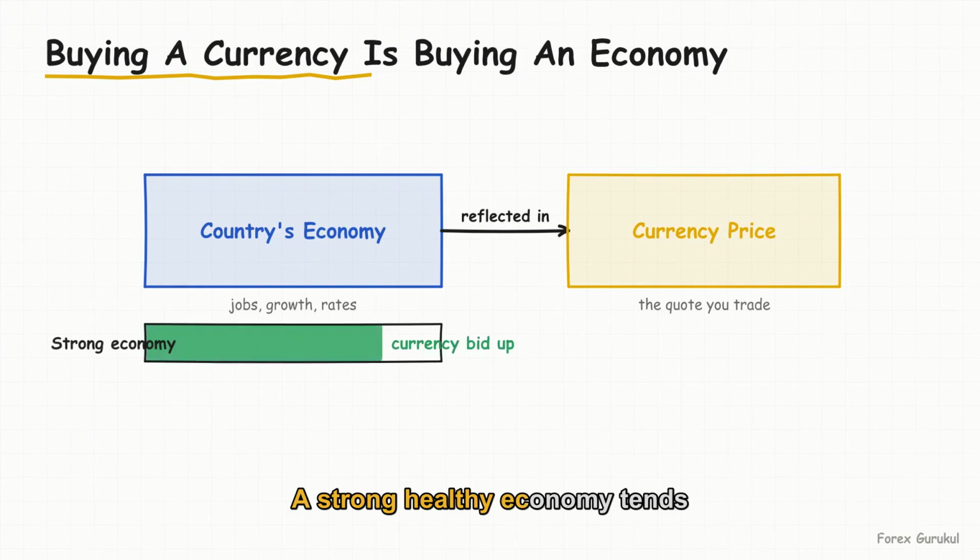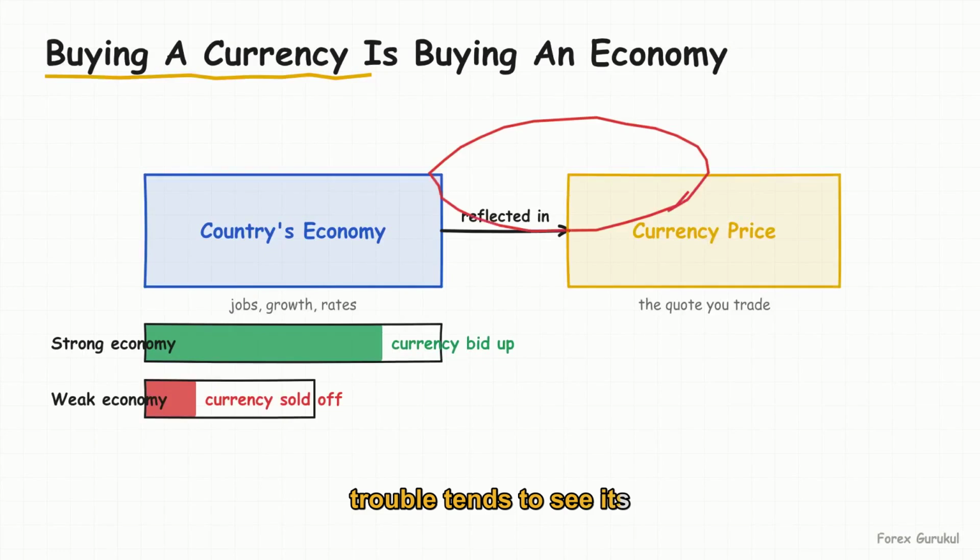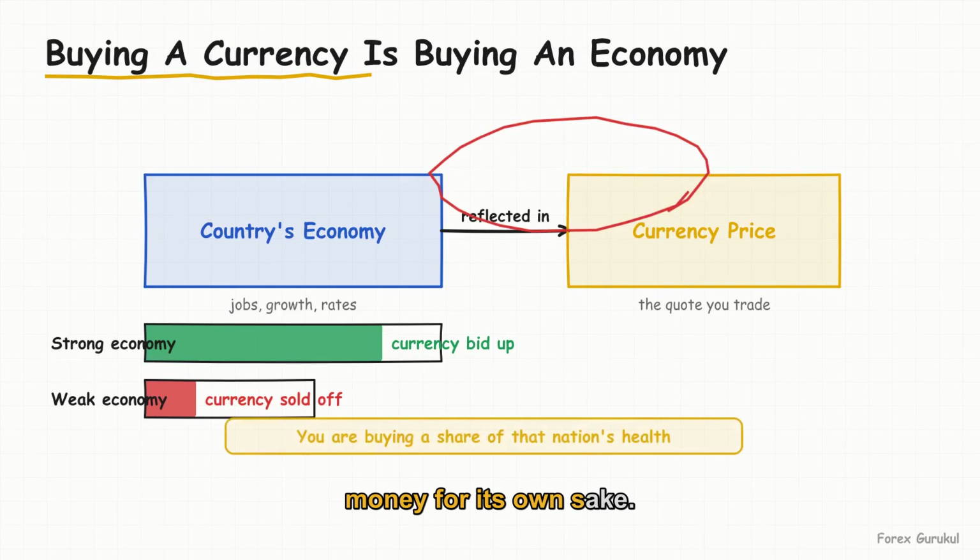A strong, healthy economy tends to get its currency bid higher over time, the way strong earnings lift a stock. A struggling economy weighed down by weak data or political trouble tends to see its currency sold off, the way a company in trouble sees its share price drift lower. You are not buying paper money for its own sake. You are buying a share in that country's economic story.